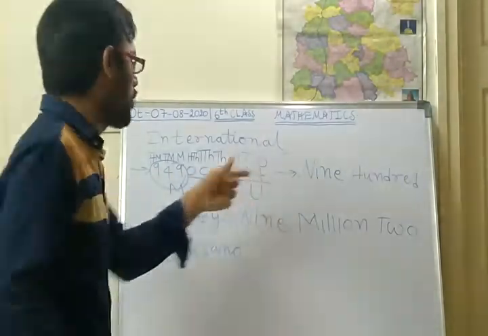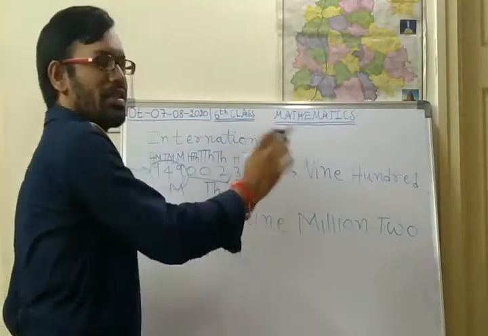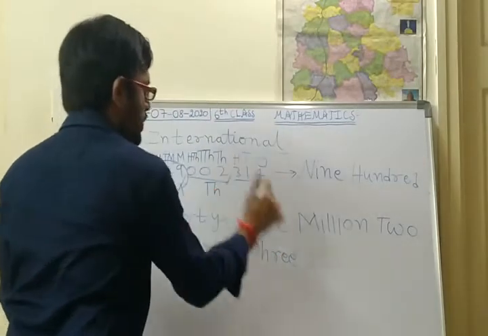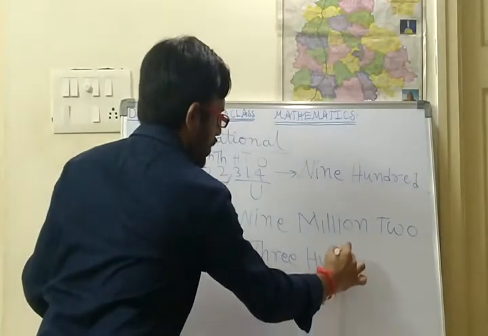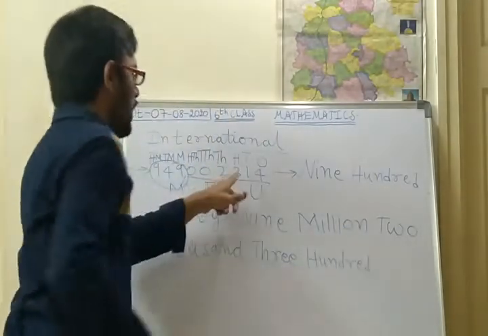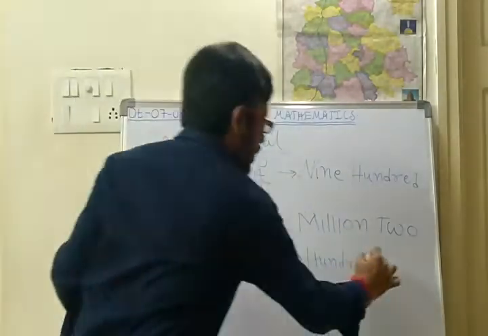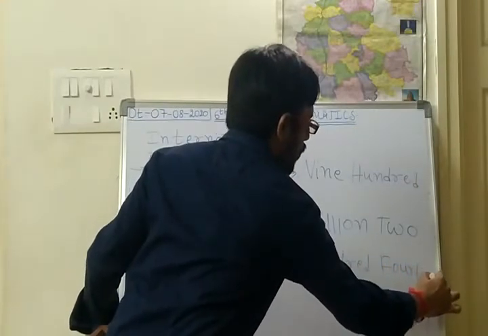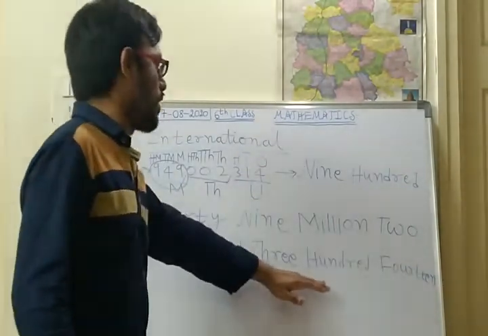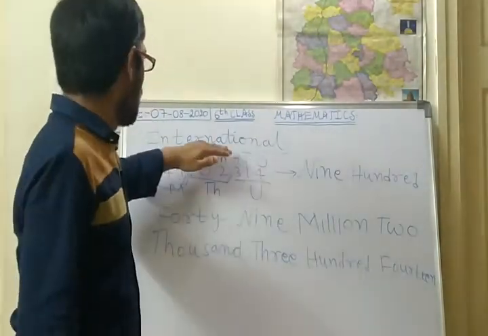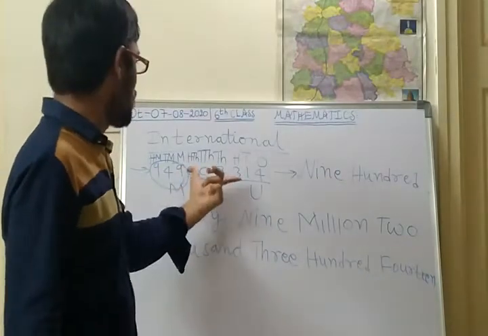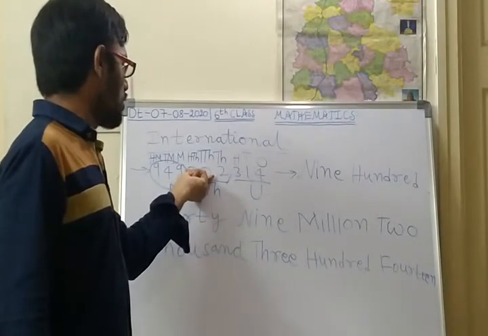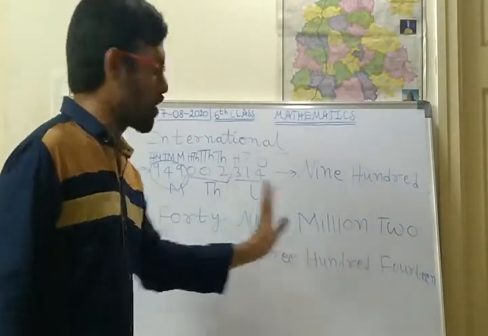In the units category, 314, same as Indian system. So 3 is in hundreds place. 300. 1 4 is 14. 314. So this is the answer, the number name for this international system of numeration number. Okay, like this you have to write. So here 0 0 is there. So 0 0 is there means in the number name you can skip those places.